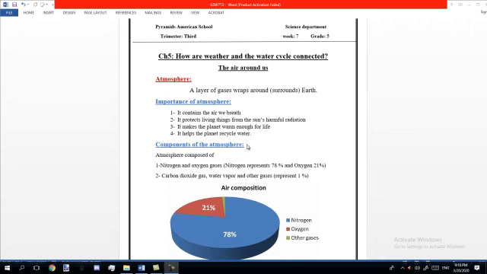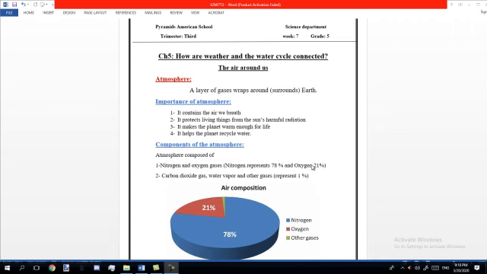Now, we know the importance of the atmosphere, but what are the gases in the atmosphere? Actually, there are many gases in the atmosphere. What are they? Number one, nitrogen and oxygen gases. We have those two gases that represent most of the gases in the atmosphere. Nitrogen represents 78%, meaning most of the gas in the atmosphere is nitrogen. And oxygen, that we use to breathe, represents 21%.